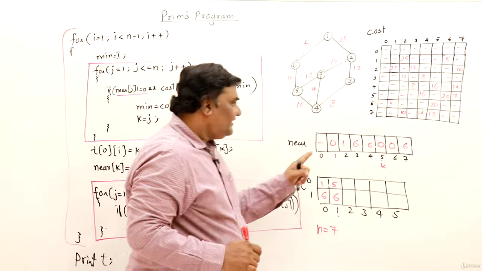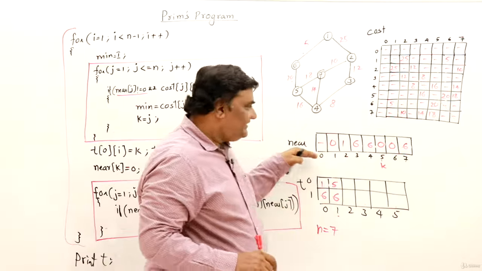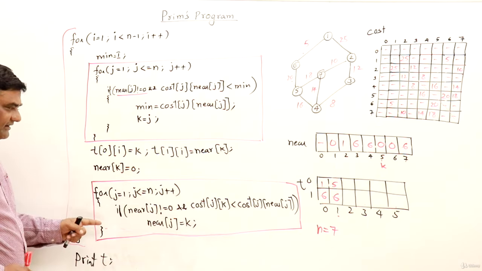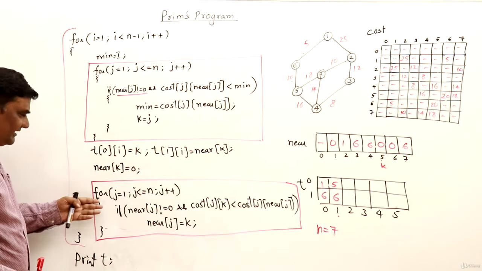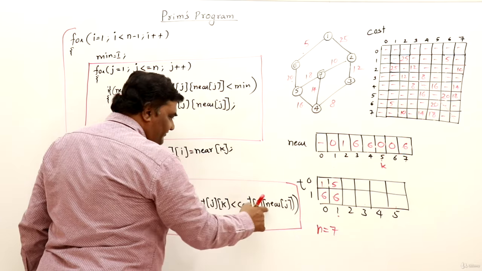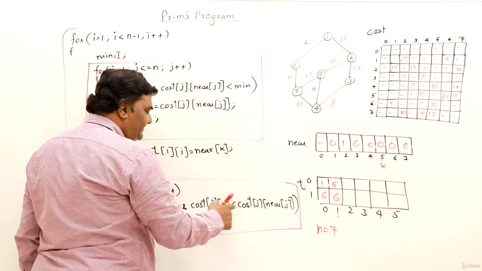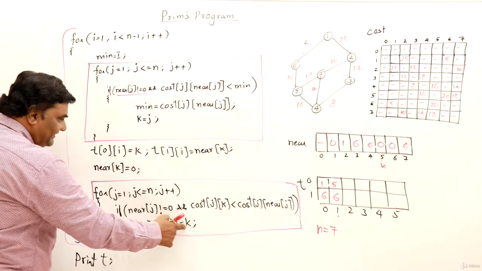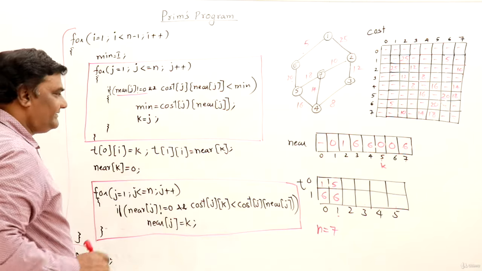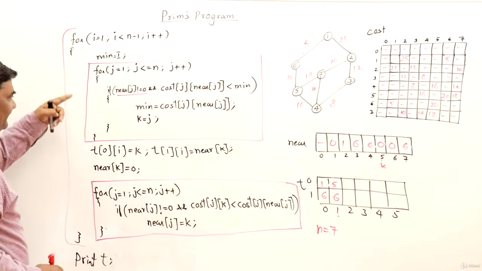Then we were checking about other vertices whether they are nearer to k, and we were updating this near array. So this is the updation of the near array. As this loop is finished, again I am using j here: j and near of j, cost of j comma near of j, and cost of j comma k, whichever is smaller, it will update that. If it is smaller, it will update k, otherwise it will leave it as it is. So these are the steps that we were doing.